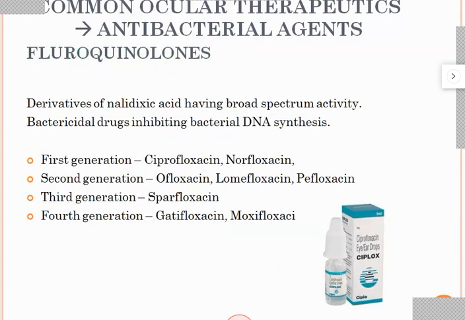Then another group most widely used nowadays is the fluoroquinolones. These fluoroquinolone group of drugs are used most widely. These are derivatives of nalidixic acid having broad spectrum antibacterial activity. These are bactericidal drugs inhibiting bacterial DNA synthesis. First generation is ciprofloxacin and norfloxacin. Second generation is ofloxacin, lomefloxacin, rufloxacin. Third is sparfloxacin. Fourth is gatifloxacin, moxifloxacin. Nowadays we are using ofloxacin most widely, and the fourth generation moxifloxacin and gatifloxacin are most widely used.